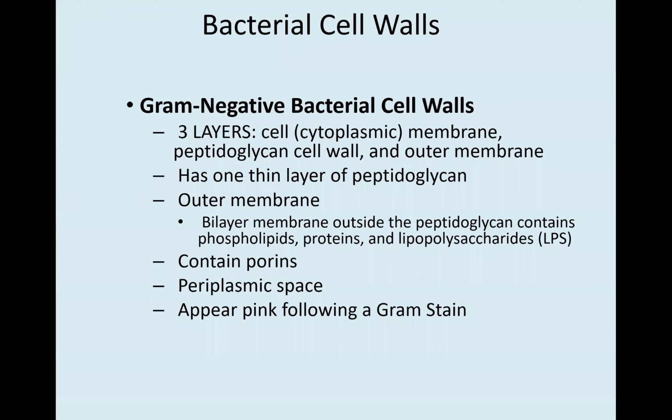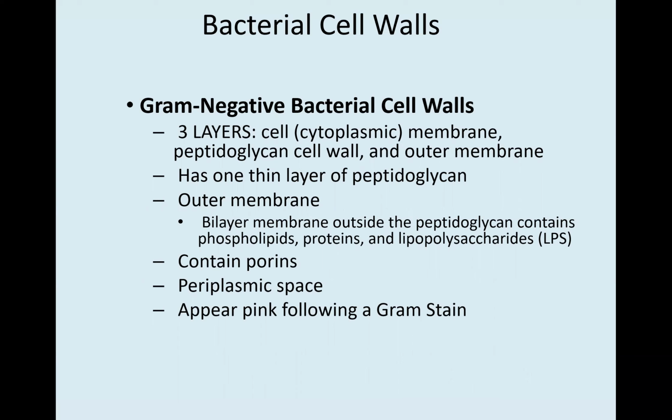All right, next we're going to discuss gram-negative bacteria. Gram-negative bacteria will have 3 layers. There will be an inner, or what we call a cell cytoplasmic membrane. Then we will see the peptidoglycan cell wall, and then there will be an outer membrane on top of that. So think of it as being 3 distinct layers. Again, the inside layer would be that cytoplasmic membrane. Then in the middle, we'd find that peptidoglycan, and then an outer membrane.